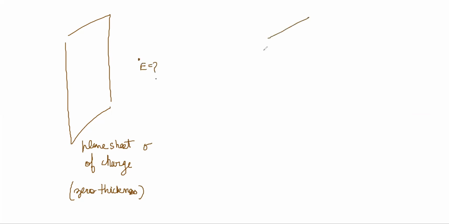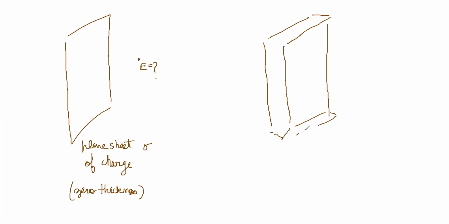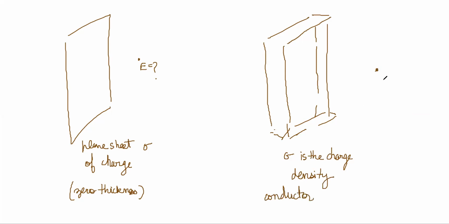And if there is a conductor of some thickness, in that case also the surface charge density is sigma. It's a conductor. Then what is the field at this point? And what is the difference in the field, and why is that happening?